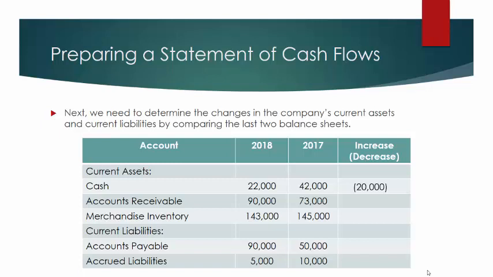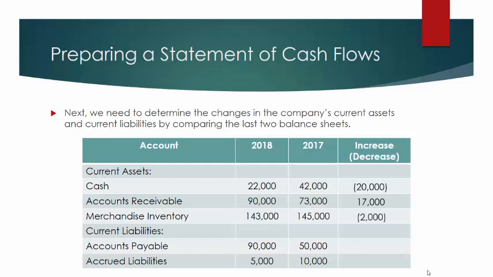For your other current assets, we're going to use that change in value to adjust our net income to our net cash from operating activities. ShopMart had $73,000 worth of AR at the end of 2017. It's up to $90,000 at the end of 2018. That is a $17,000 increase. The company had $145,000 worth of merchandise inventory on its books at the end of 2017. It's down to $143,000 at the end of 2018. That is a $2,000 decrease.